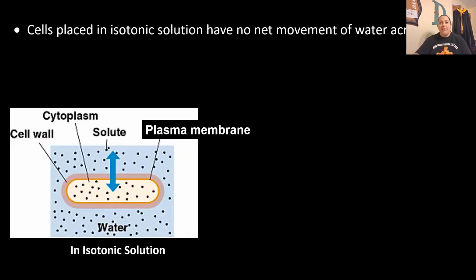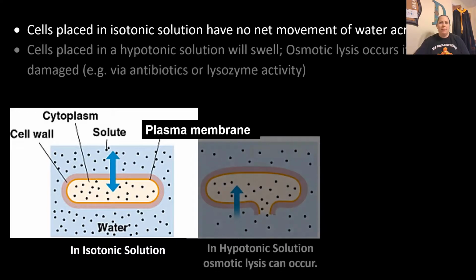Now, cells placed in isotonic solutions have no net movement of water across the membrane. So water will move, but if 5 move in, 5 move out. 10 move in, 10 move out. There's no net gain or loss.